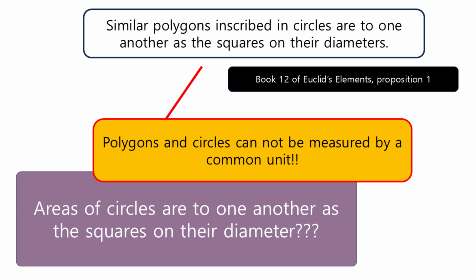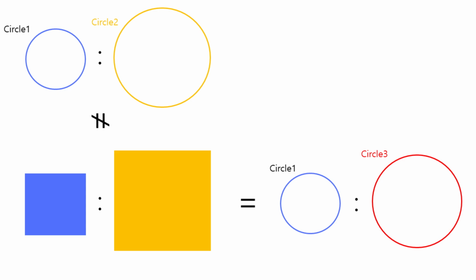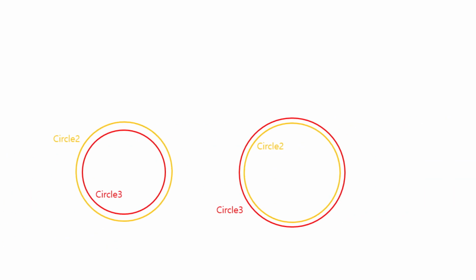Let's follow Euclid's explanation. Consider two circles. First, assume that the ratio of their areas is not equal to the ratio of the squares of their diameters. Now, using one of the circles, circle 1, as a reference, construct a third circle, circle 3, so that its area follows the ratio of the squares of the diameters. This newly constructed circle 3 will either be larger or smaller than circle 2. Let's consider the case where it is smaller, since the reasoning remains the same even if it is larger.